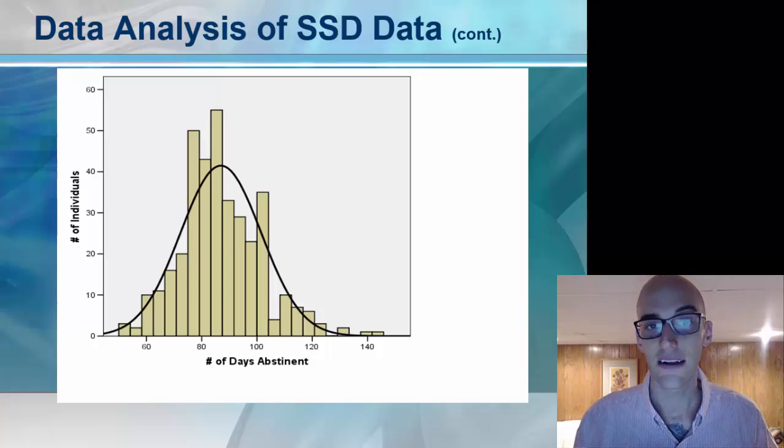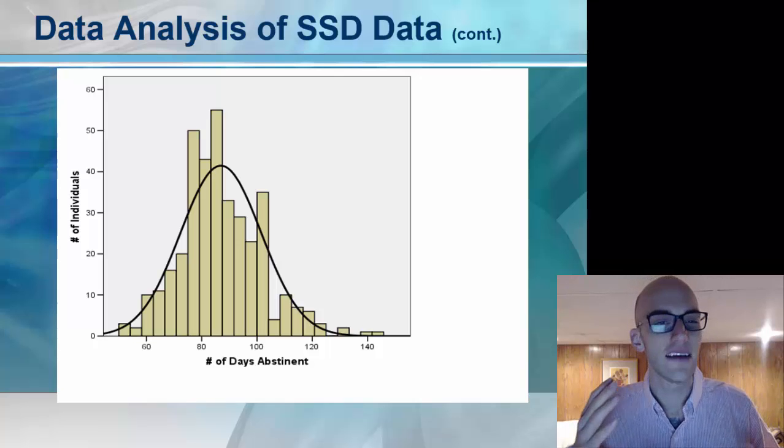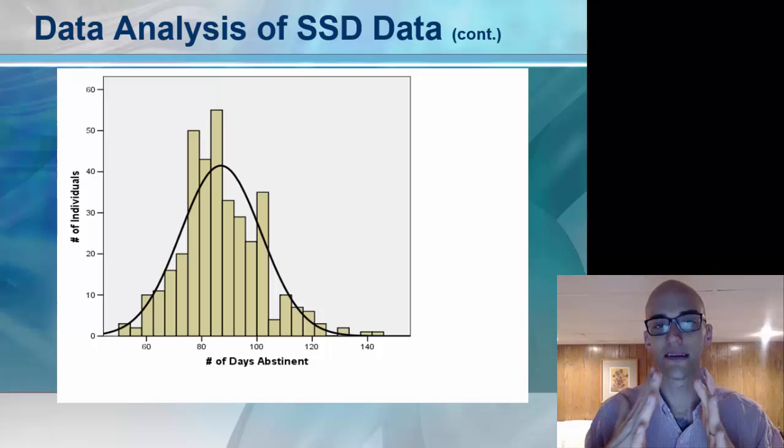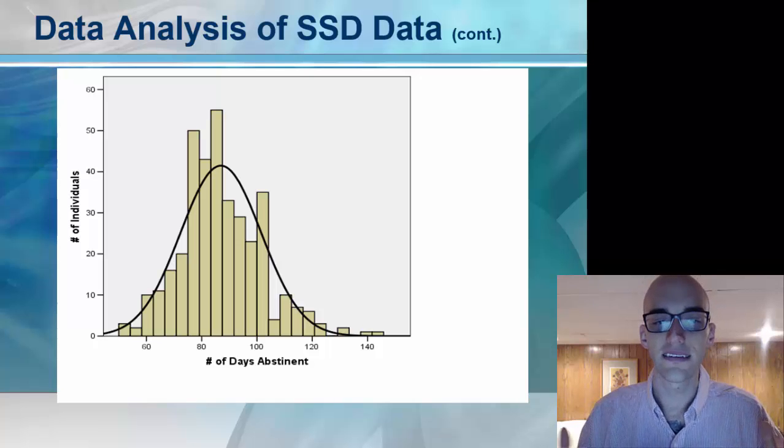There are a couple people it looks like who are up to 140 days abstinent, a couple people who could only stay a few days abstinent, but the vast majority of people kind of fall into this nice little bell, 60, 70, 80 days abstinent. So this looks like it's normally distributed to me. It's not perfectly normal, but looks really, really bell-shaped to me.